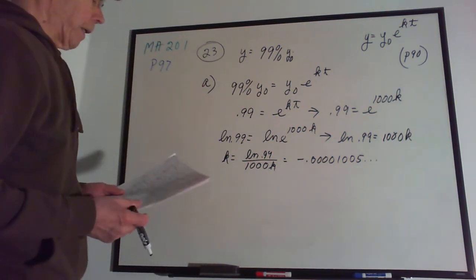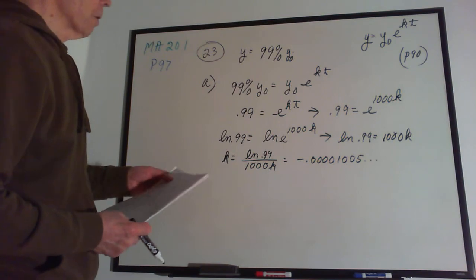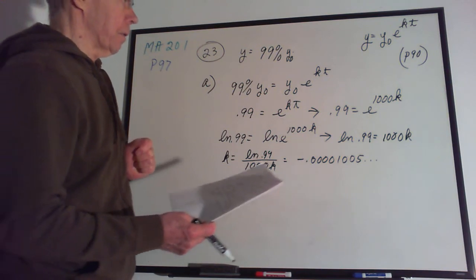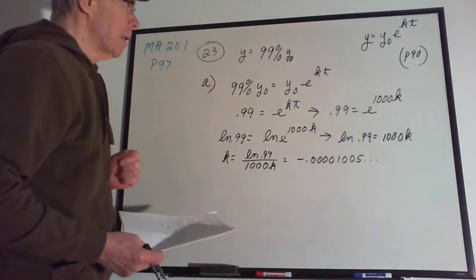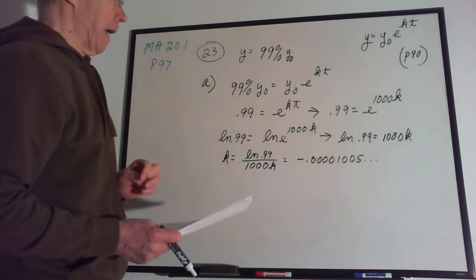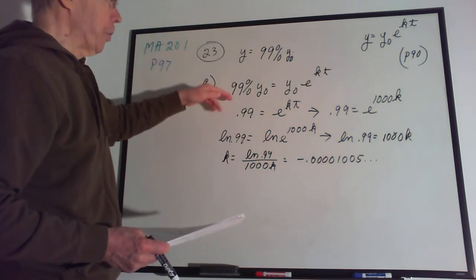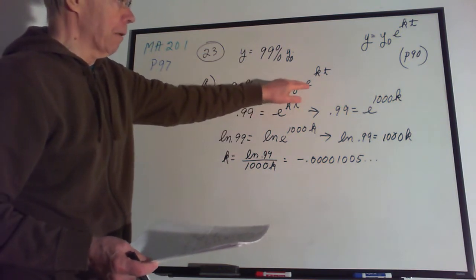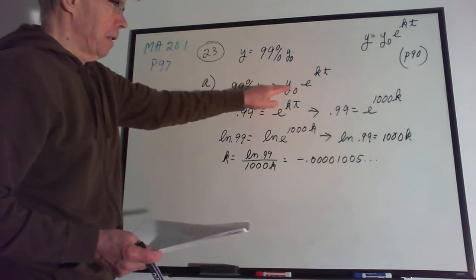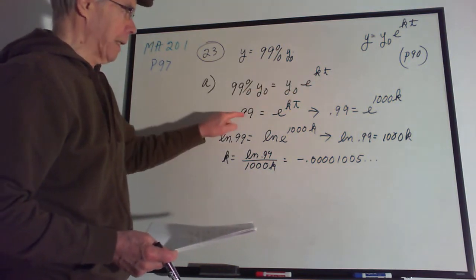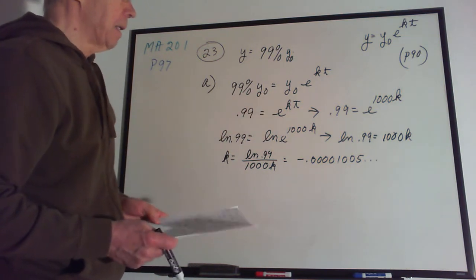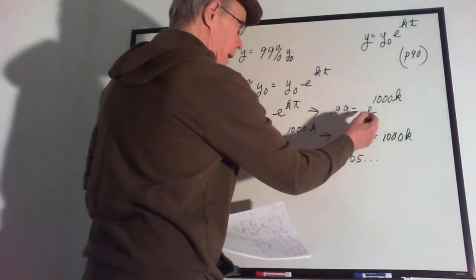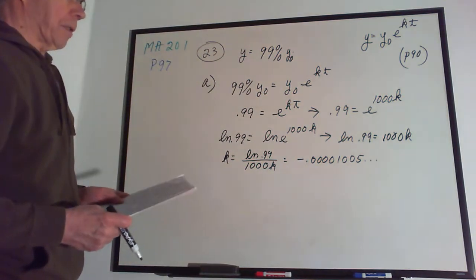All right, for problem number 23, it says y, the original amount, the end amount to be 99% of the original amount. So we're going to use this formula here. They will give us t, we have to find k. So at the end you have 99% of y sub 0, the initial amount, equal the initial amount times e to the kt. Divide both sides by the initial amount, you get 0.99 equals e to the kt. They tell you that time is equal to 1,000 years. 0.99 equals e to the 1,000 times k.